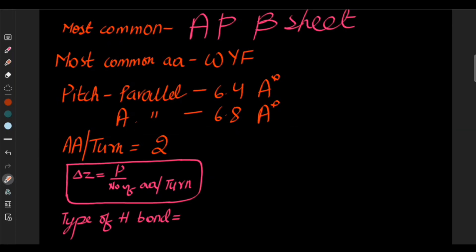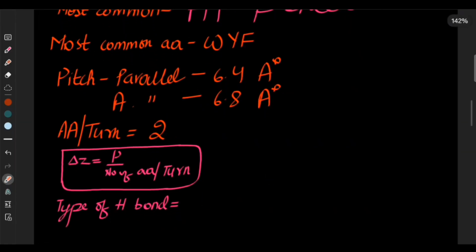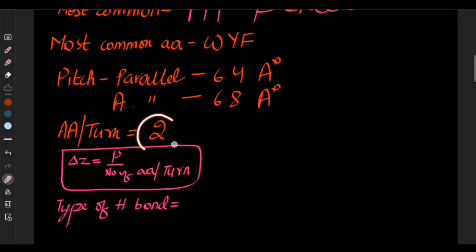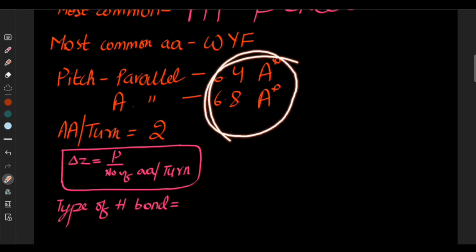That means in parallel the pitch is 6.4, and in anti-parallel it is 6.8. Now if I have to know how many amino acids are present per turn, like in one turn, how many amino acids are present, that means there are 2 amino acids.